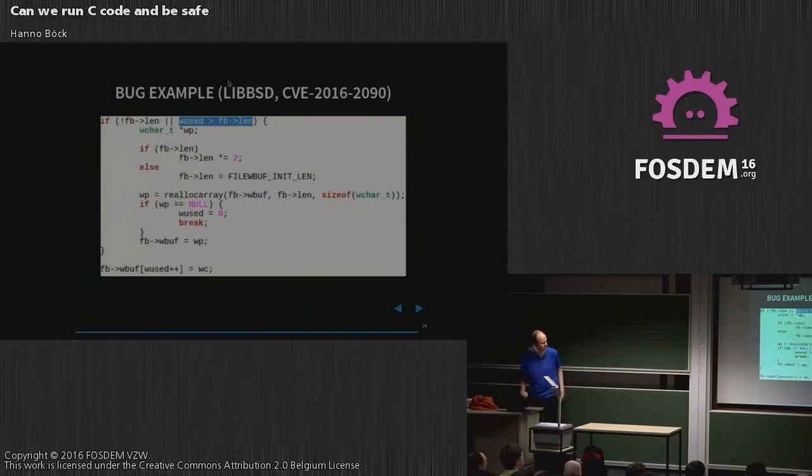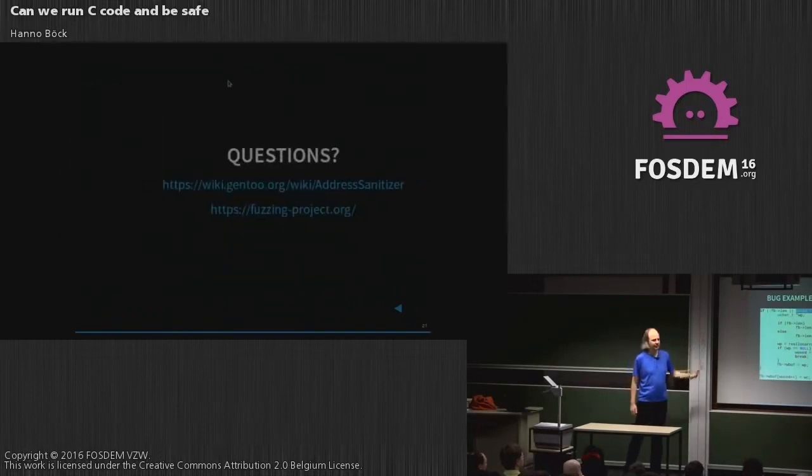And this is an example of a bug I found about a week ago. This was the libbsd bug where I showed the stack trace earlier. What's happening here is that the comparison must be greater-or-equal, because it's checking if we're still in the buffer, and if the size equals the index, then we're already out of the buffer. So a very typical off-by-one bug.